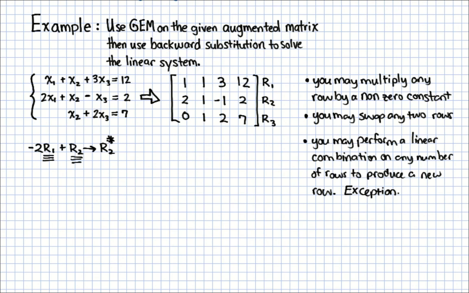So if I perform negative 2 times row 1, which means all of these numbers here are multiplied by negative 2, and then they're added to row 2, that's going to give me a brand new row 2. So let's see what that looks like.